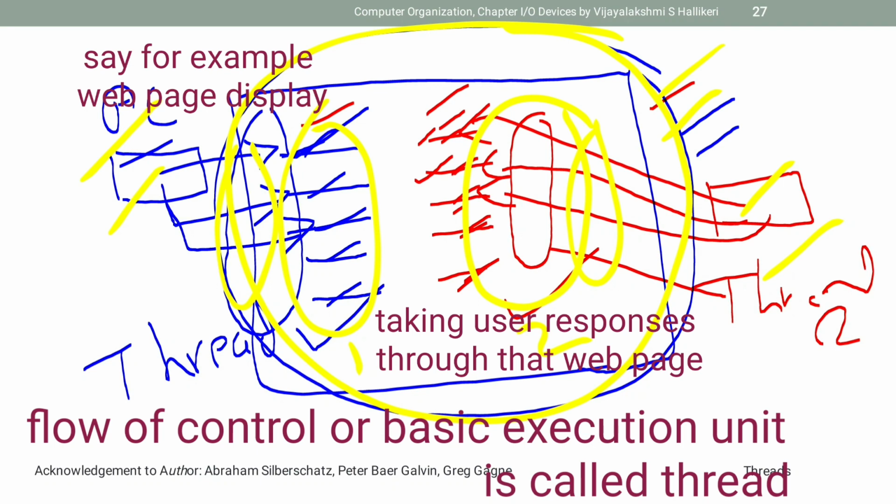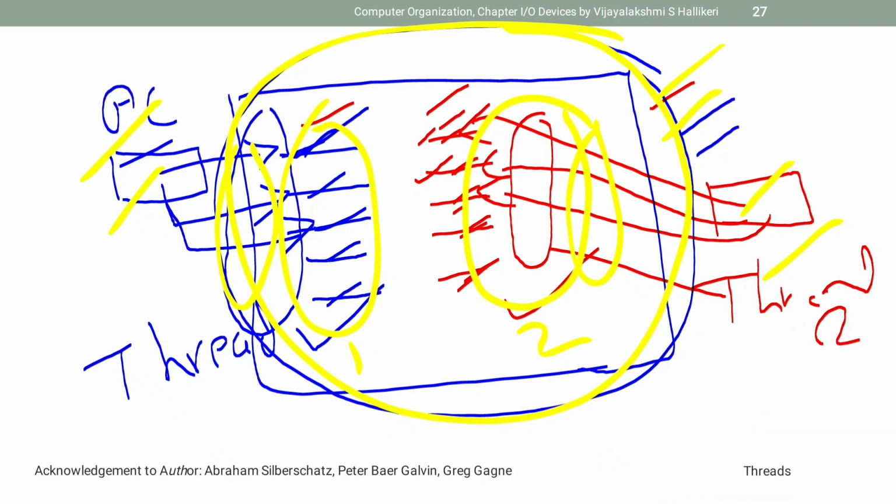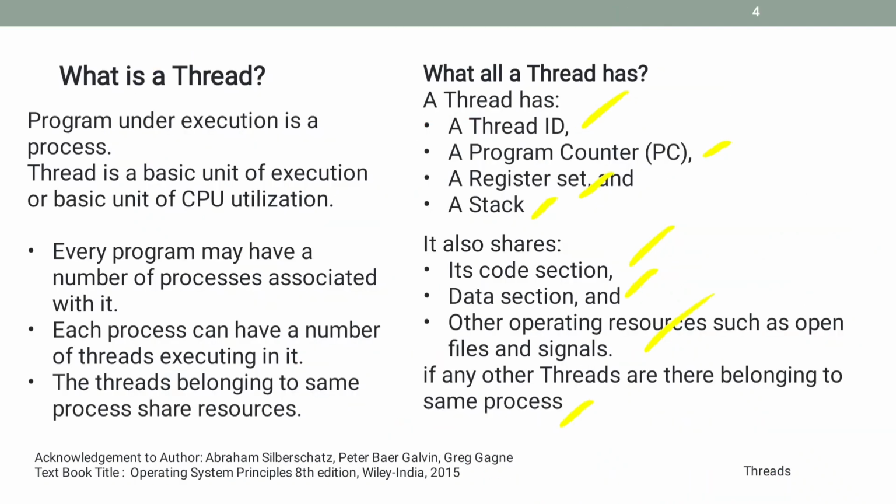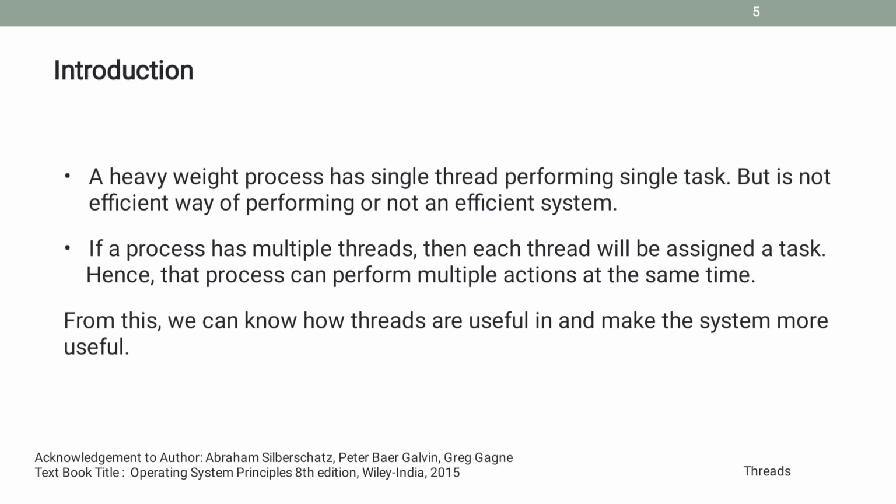A single-threaded process can perform a single task. A multi-threaded process can perform multiple tasks at the same time. So this is very important. That is why threads are very important and very useful. Every thread will have its ID, program counter, register state and stack. A heavyweight process has a single thread performing a single task.